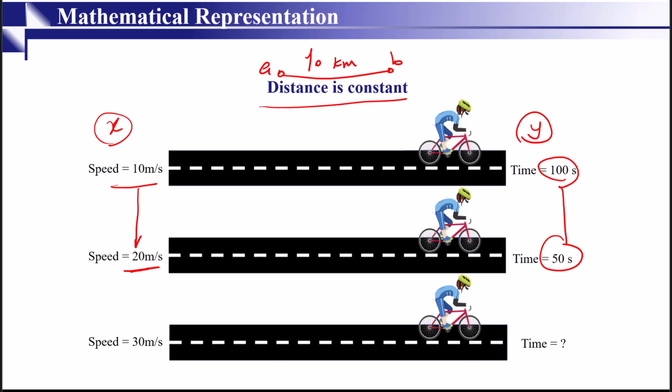So if the speed is 10 meters per second and we want to travel 1 kilometer, then we need 100 seconds. If we increase the speed to 20 meters per second, then we can travel 1 kilometer in 50 seconds. So y decreases while x is increasing. This is called a negative relationship. As speed increases, time decreases.